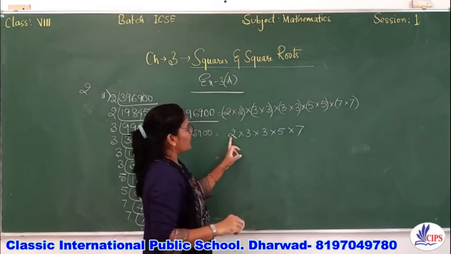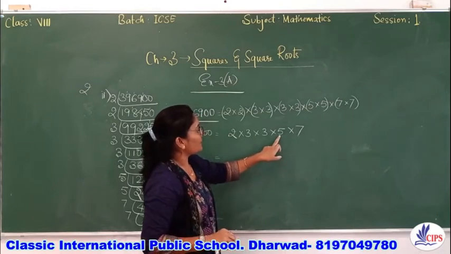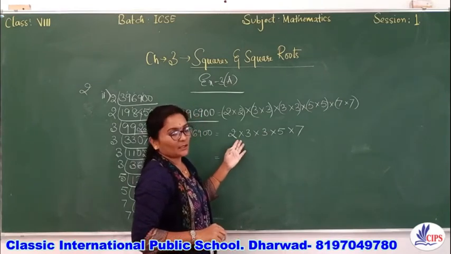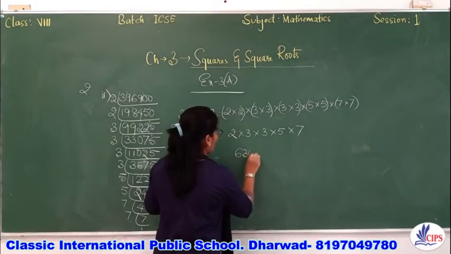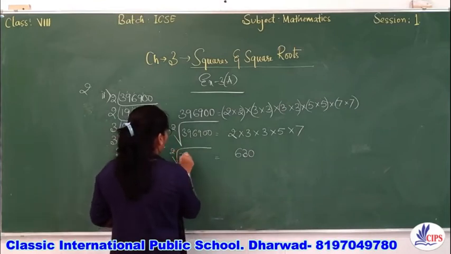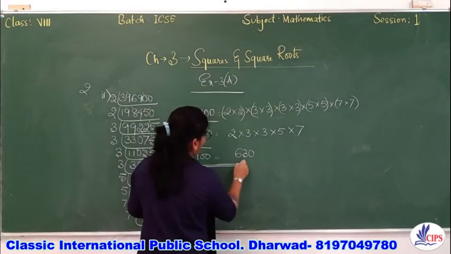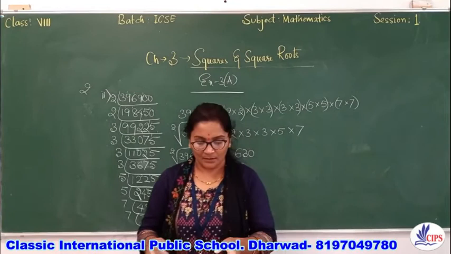Now, here 5 7s is 35, 35 into 3 is 105, 105 into 6. So 105 into 6 is 630. So square root of 3969000 is 630. I hope everybody has understood this sum.